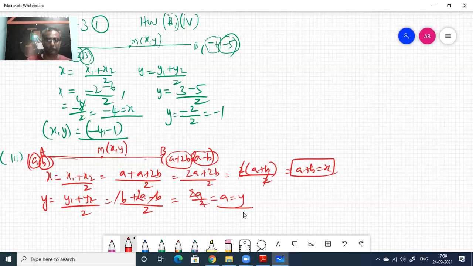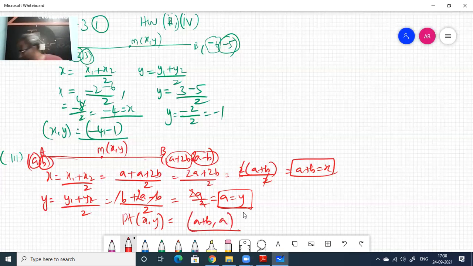X plus C. Okay. Correct. This is 2A minus B. Y is equal to A. X is equal to A plus B. So the point X comma Y is equal to A plus B comma A. Okay, that is the answer. A plus B comma A.